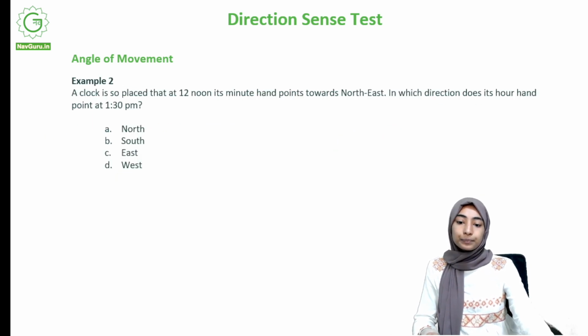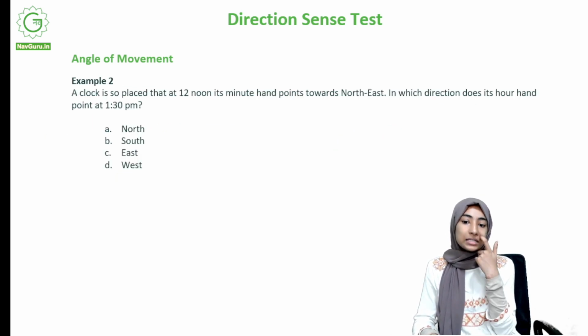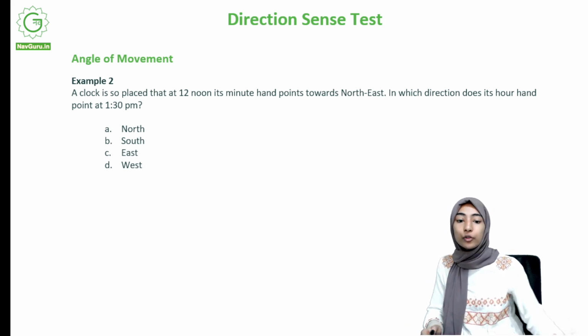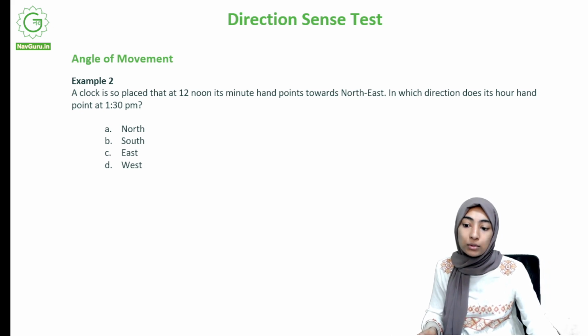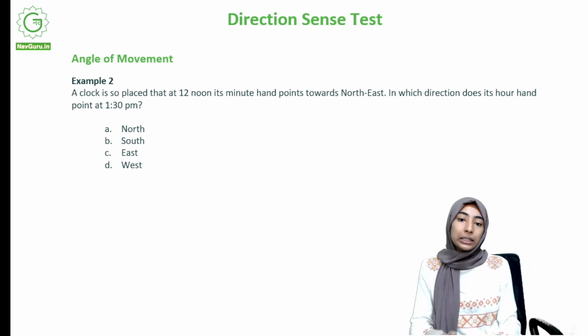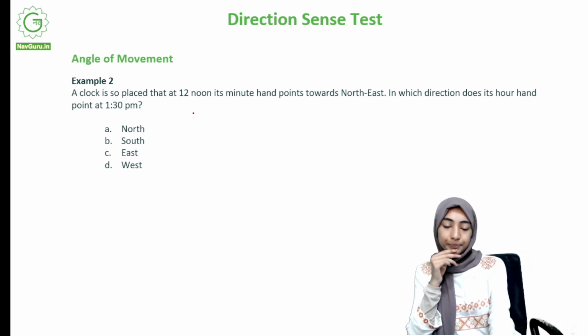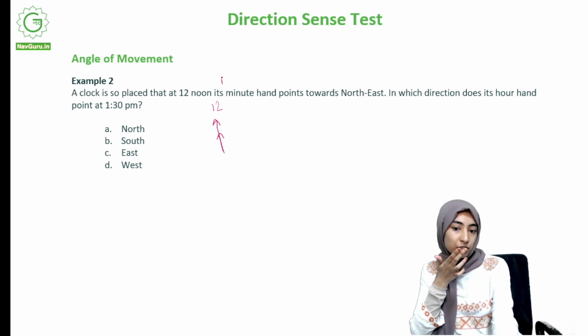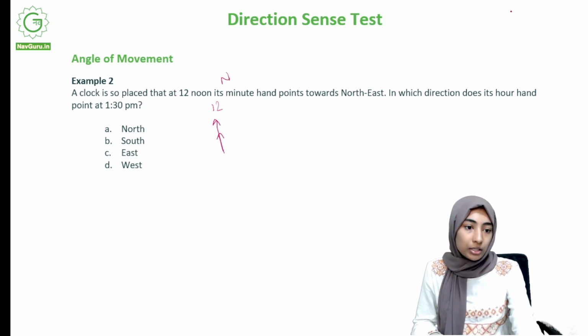Okay, moving on. So let's do a question under angle of movement. A clock is so placed that at 12 noon its minute hand points towards northeast. In which direction does its hour hand point at 1:30 p.m.? Okay, so here, this is the minute hand of the clock. At 12 noon, where does it point? It points towards north.